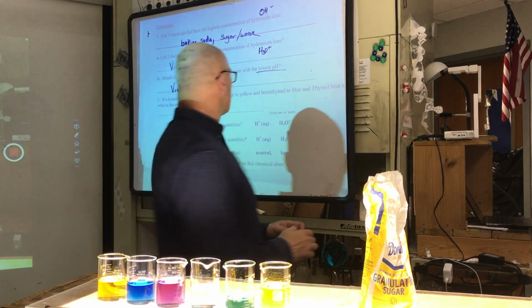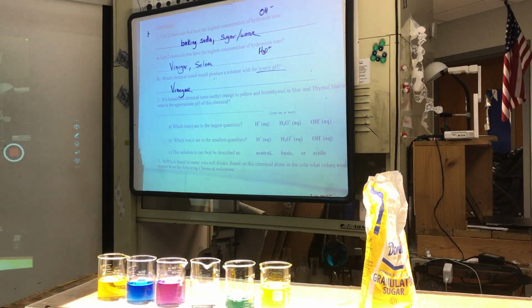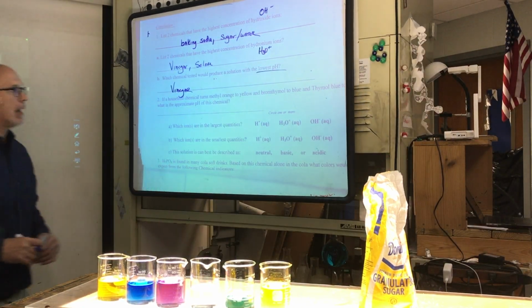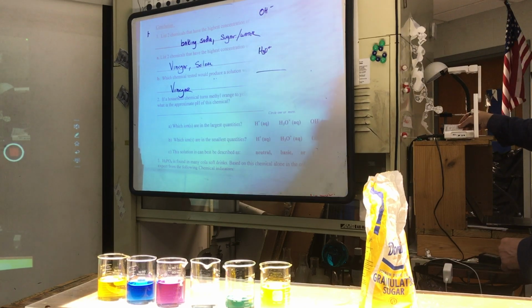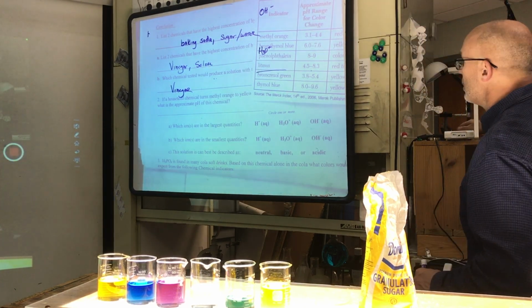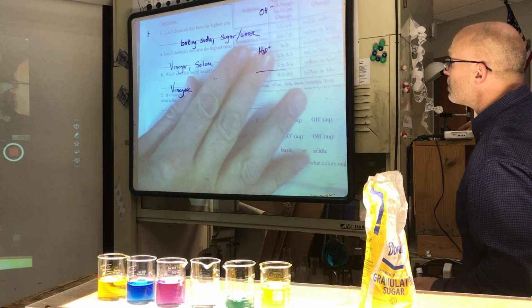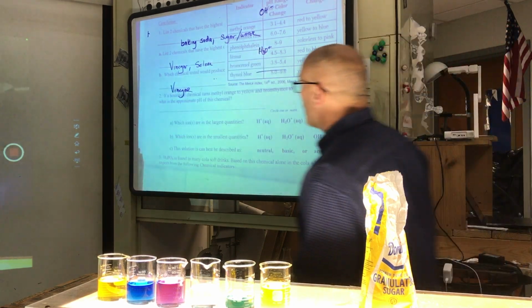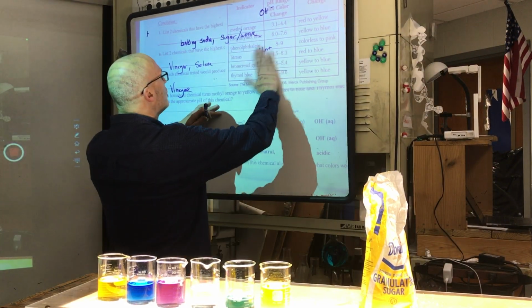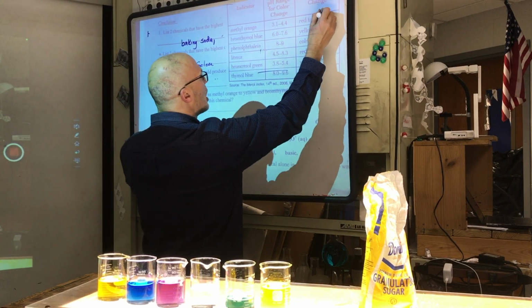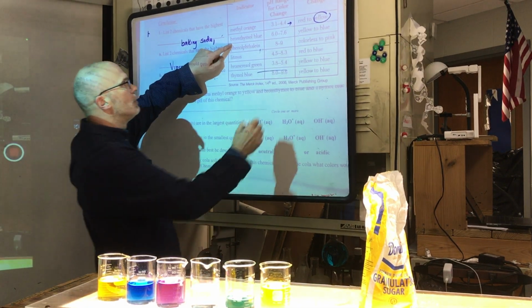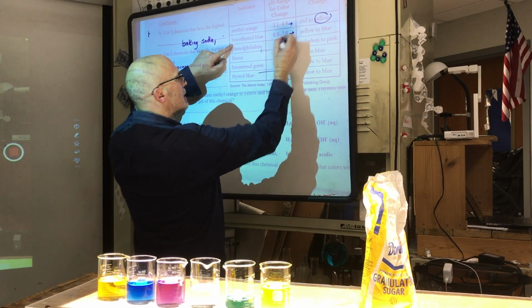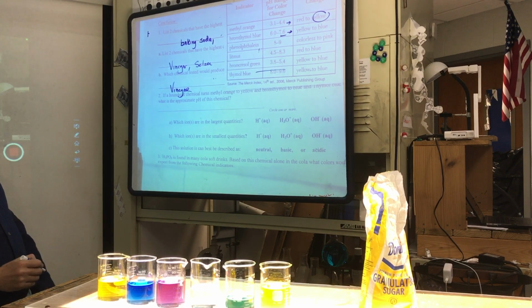Okay, so now if a household chemical turns methyl orange yellow and bromothymol blue, let's put this up here. I'm just putting my table up here. If the household chemical turns methyl orange yellow, that means we're going 4.4 or higher. Bromothymol to blue, that's 7.6 and higher. And thymol blue to blue as well.